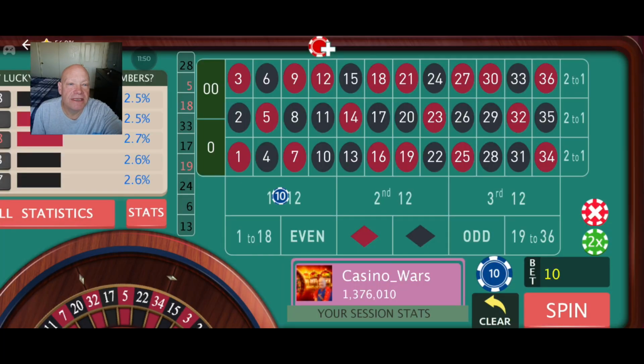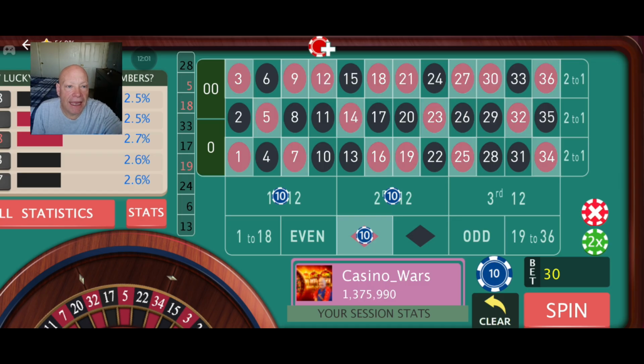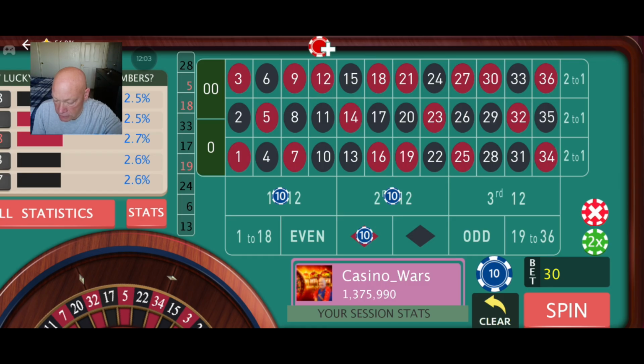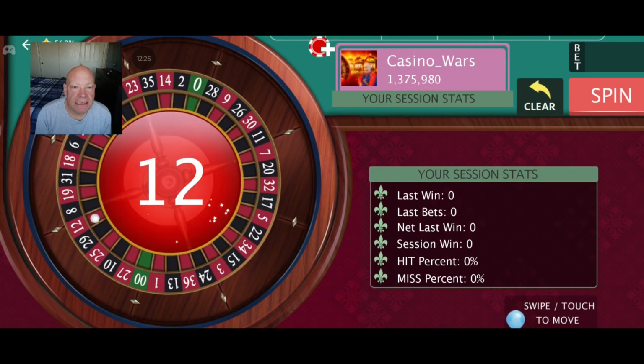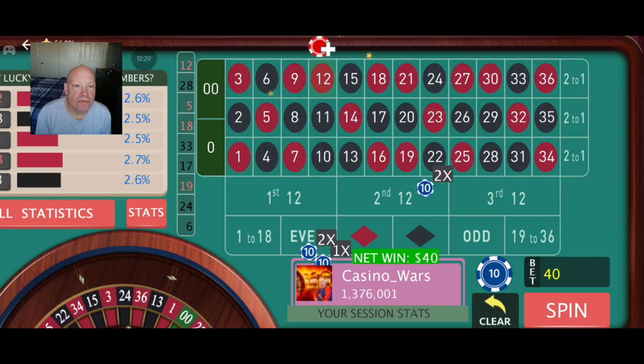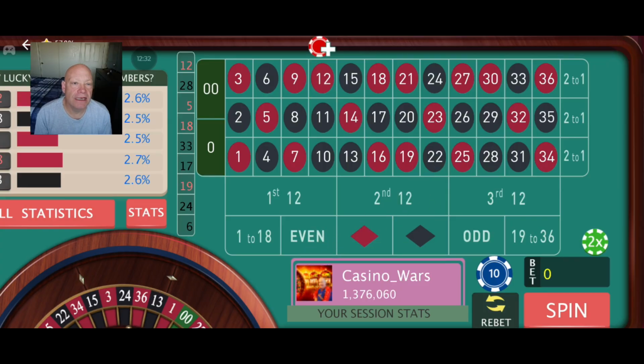Okay, so we're gonna put $10 on the first 12, $10 on the second 12, and then $10 on red, and we're going to put $10 on the third column. Okay, so we're gonna put a $10 bet on the third column. All right, and let's spin. That's a 12 red. All right, we got the red, we got top column, we got everything.